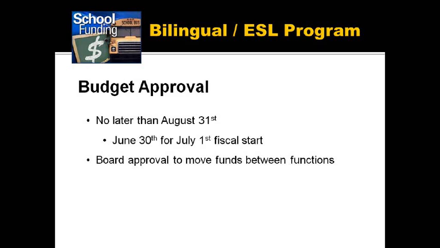The bilingual ESL department's proposed budget is part of the overall district budget, which must be adopted no later than August 31st or June 30th if the district's fiscal year begins July 1st. As long as the department follows the allocation guidelines stated above, there is rarely any reason to question the program's budget, although it is susceptible to funding cutbacks, as is any other department. The only other reason for needing board approval is a budget amendment to move funds between function levels.